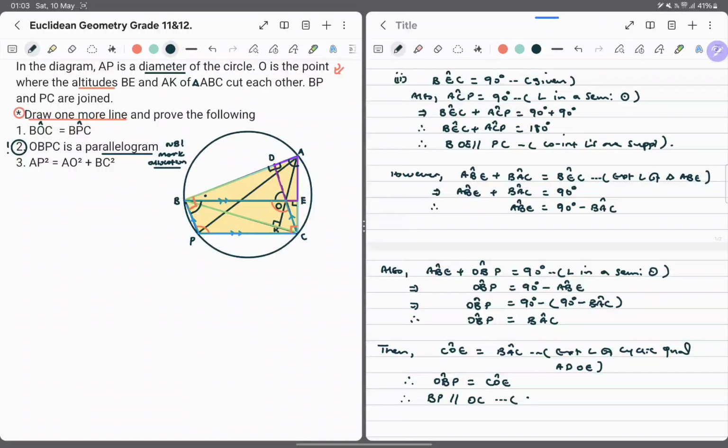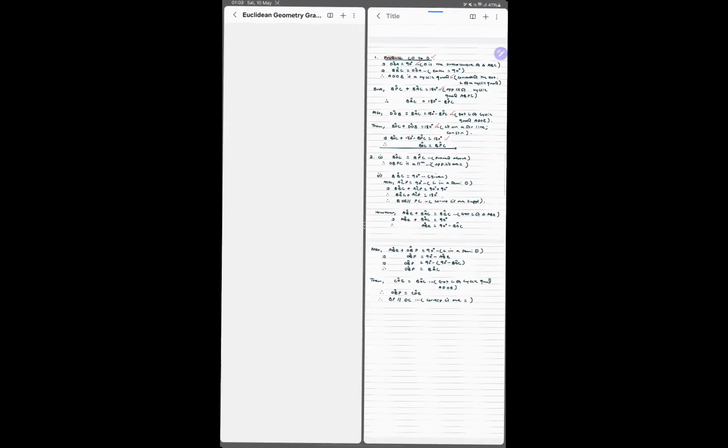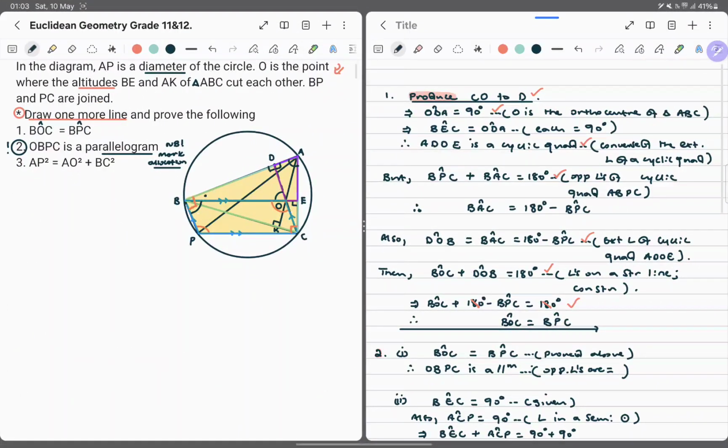Again, what do we know? Corresponding angles are equal. So this could be an essay. What are you doing? This could be an essay.